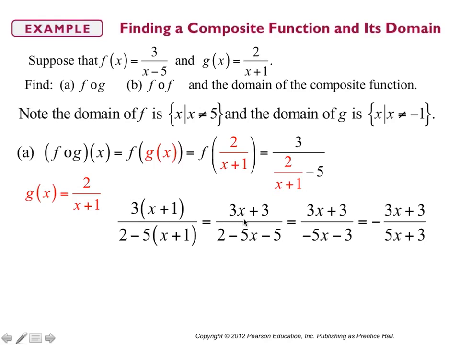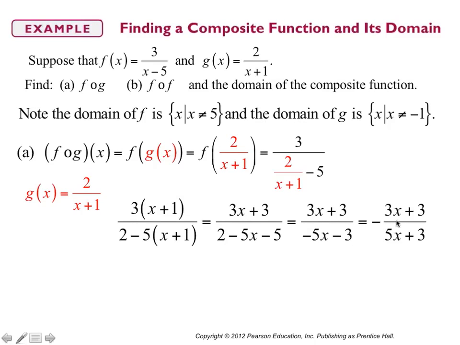And then we need to do some simplifying here. So in order to get rid of this second denominator, this x plus 1, we multiply everything by x plus 1. So we have 3 times x plus 1. The 2 is just left by itself because the x plus 1s are going to cancel. And then we have minus 5 times x plus 1. We go ahead and distribute everything, combine like terms. So we have 3x plus 3 over 2. We distribute our negative 5, so we have negative 5x minus 5. We go ahead and combine our 2 and our negative 5, so we have 3x plus 3 over negative 5x minus 3.